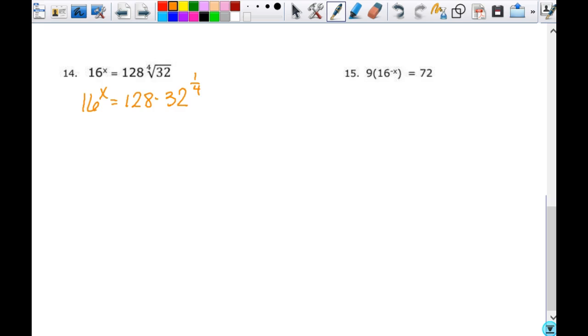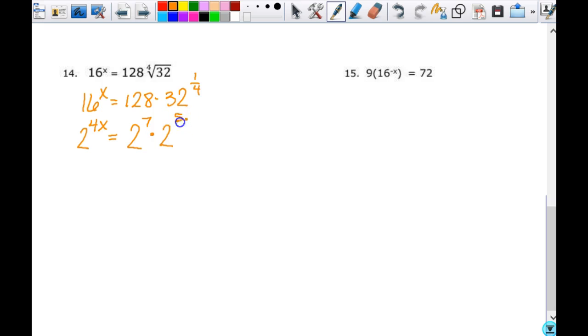So if I break these up, 16 to the x power, what would 2 be? 2 to the what? 4th. So this is 2 to the 4x equals, okay, 128 can become 2 to the what? 7th. And then 32 can become 2 to the 5th.